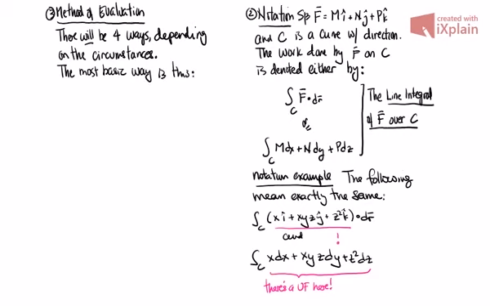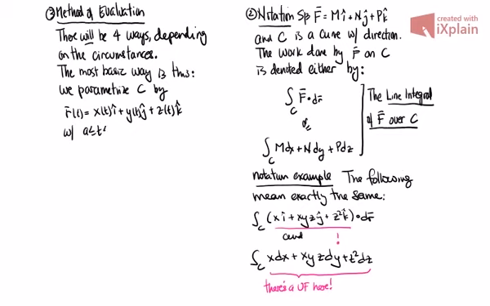Just like in 15.2a, what we do is we parameterize C. So this will have an r of t, just like before: x of t i, y of t j, z of t k, with t between a and b.